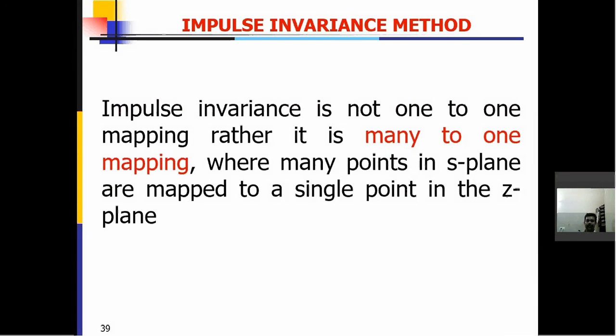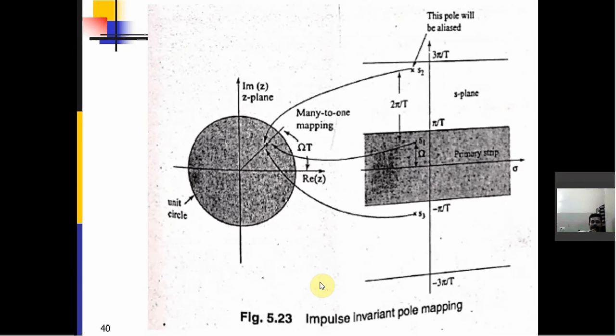The impulse invariant method is not a one-to-one mapping, rather it is a many-to-one mapping. Since it is many-to-one mapping, when this filter is used for a high pass filter, band pass filter or band reject filter, there is a possibility of getting frequency aliasing. So this impulse invariance method is a many-to-one mapping where many points in the S-plane are mapped to a single point in the Z-plane. This diagram shows the S-plane to Z-plane mapping.